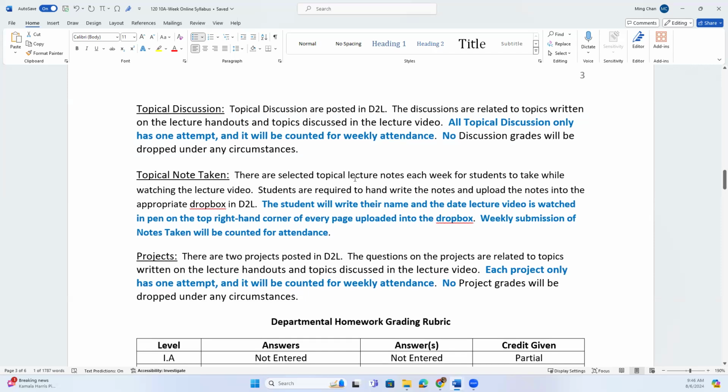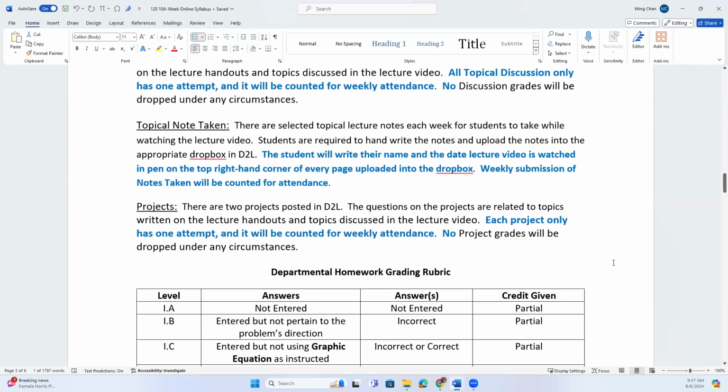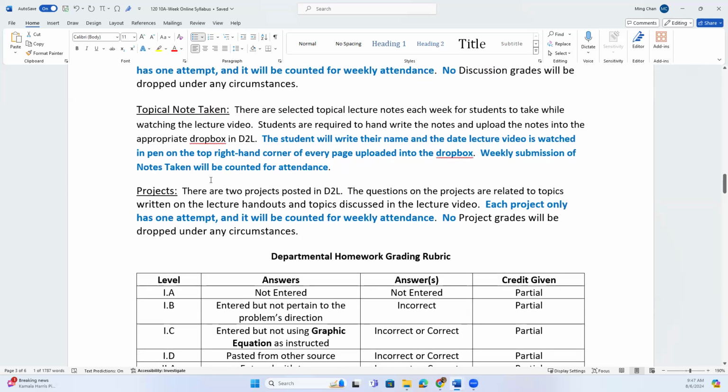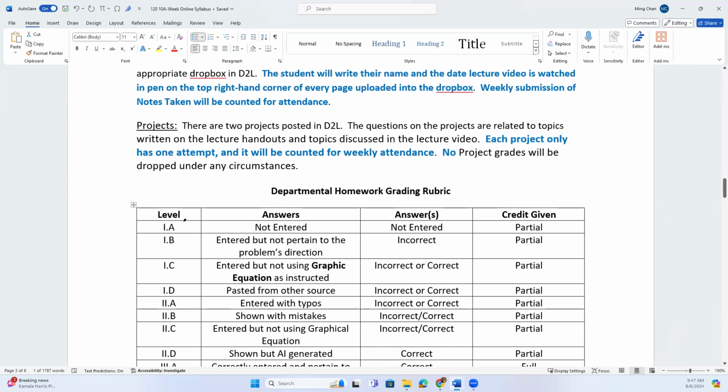So there are selected topical lecture notes each week for you to take while watching lecture videos. Please handwrite the notes and upload the notes into the correct Dropbox. Once you finish taking the notes, please write your name and the date you watched your lecture video on the top right-hand corner of every page in pen, and then upload it into the Dropbox. Your weekly submission of the note taking will count for attendance.